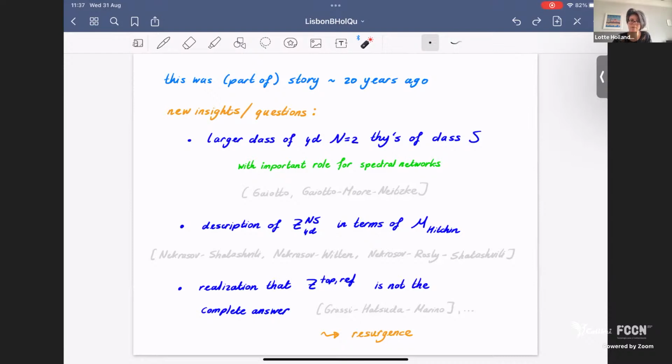And what played a really important role in this work was the notion of a spectral network. And this spectral network will play an important role in this talk as well. So I will introduce that in the next slide, I think. But let me first say, what more happened?